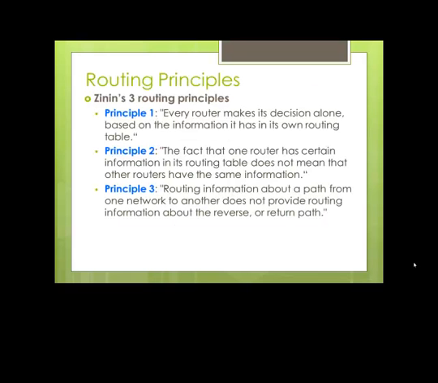There are three routing principles to keep in mind when we are talking about routing and taking a look at the routing table. The first principle is every router makes its decision alone based on the information it has in its own routing table. We cannot take a look at anybody else's routing table. We can only take a look at the routing table that we have in our own router. So we cannot make any judgments or assumptions on what other routers have.